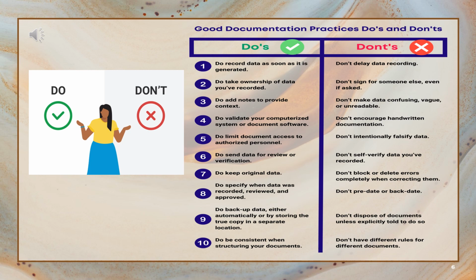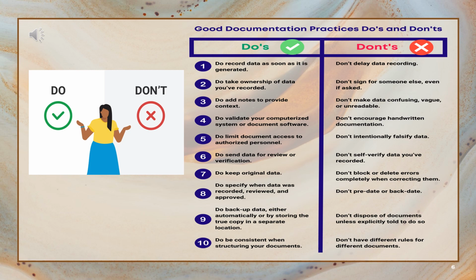Now let's see what the do's and don'ts are while going for good documentation practices. First of all, always record entries at the time they occur. Don't pre- or post-date the documents. Next, always record entries with the date and your signature or initials. And always use indelible ink, not pencil or water-soluble ink, while you're writing the documents.